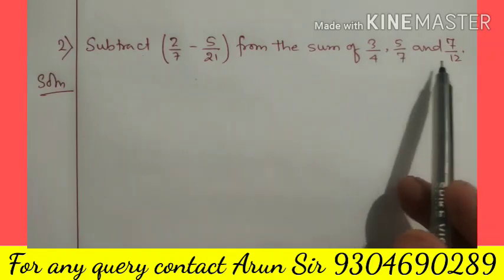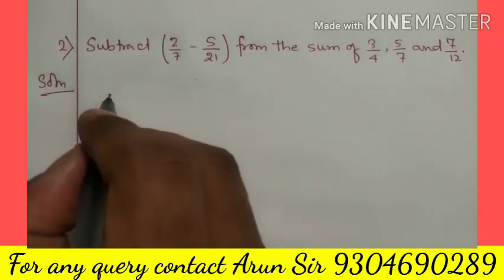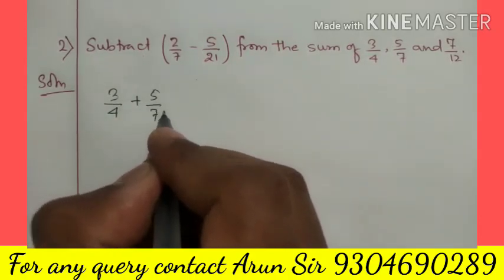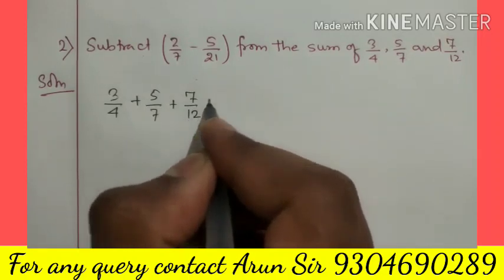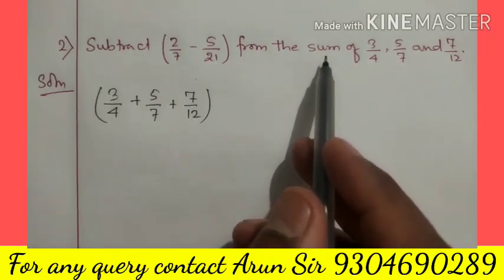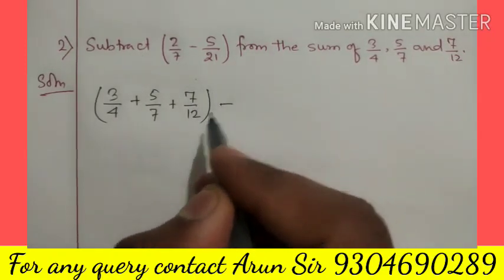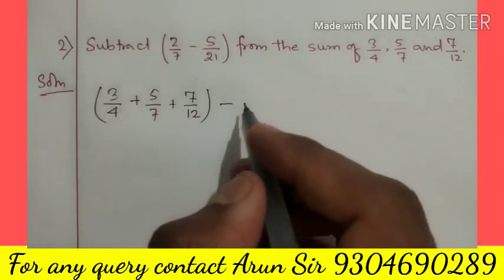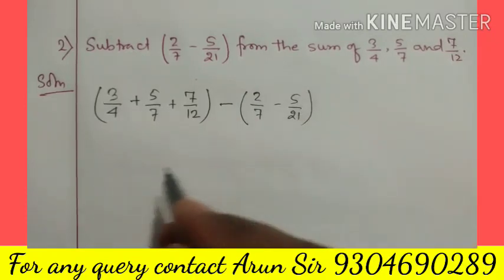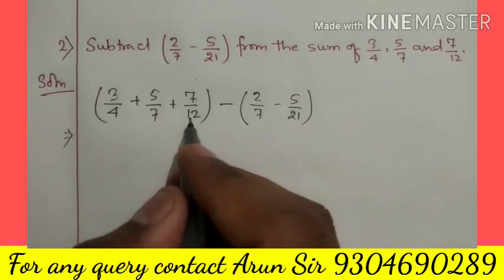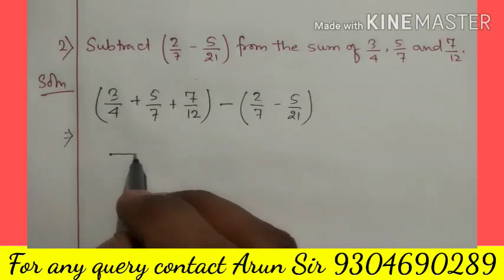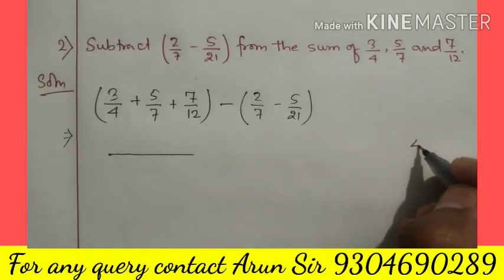The first task, we will find the sum of these three values. For finding the sum of these three values, we have to add 3 by 4 plus 5 by 7 plus 7 by 12. While solving these three, we will get the sum. Now from subtract, it means we have to place minus. We have to subtract this value. We will write 2 by 7 minus 5 by 21. And the terms which are given inside the bracket, we have to solve one by one. First we have to take the LCM of 4, 7 and 12.